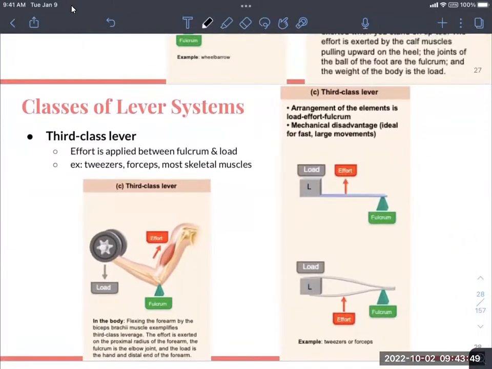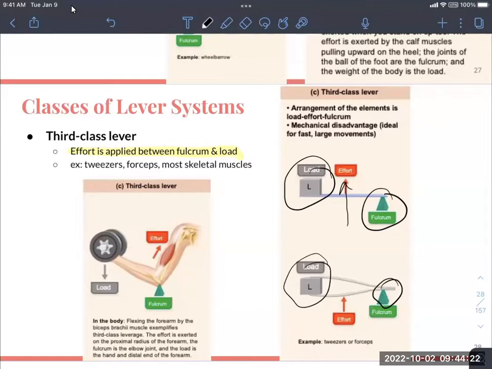A third-class lever: effort is applied between the fulcrum and the load. Tweezers, forceps, and most of your skeletal muscles work this way. So your fulcrum is on one end, your load is on the other, while the effort, whatever you're trying to do, is in the middle. Like with tweezers, the fulcrum is that end point. The load is whatever you're trying to do with those tweezers, pull out a splinter, pluck some hairs, whatever you do with them. And that effort is you pinching down on the tweezers.